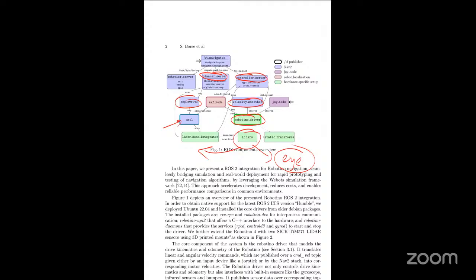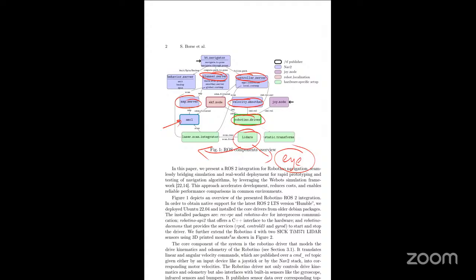Then we have a behavior server. During the time of navigation, what will the robot do? For example, if there's an obstacle in front of the robot, back up, rotate, or continue. So what will be the next step? What will be the behavior during the navigation time? That is what is called a behavior server.